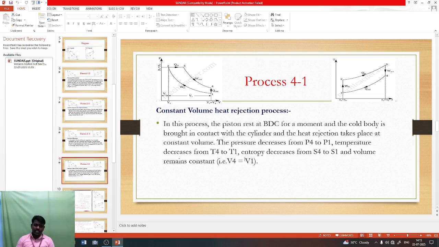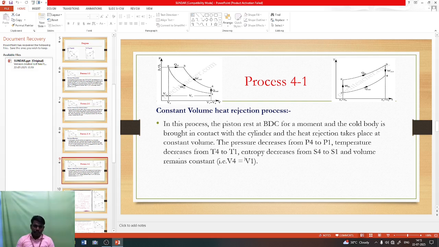The piston rests at BDC for a moment and the cold body is brought in contact with the cylinder, and heat rejection takes place at constant volume. Heat rejection at constant volume. That's why this process is called the constant volume heat rejection process. So in this process what will happen?